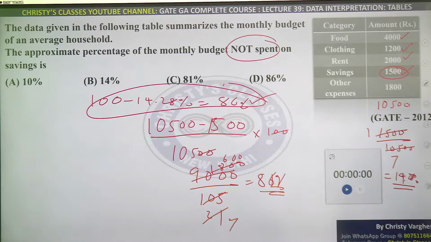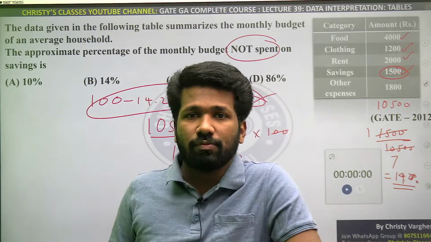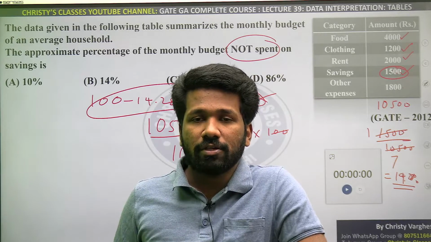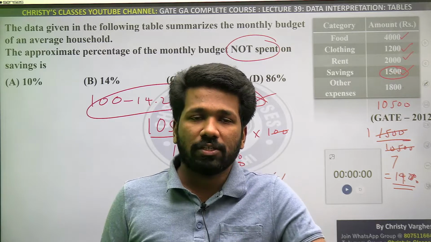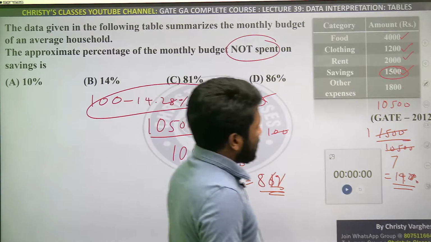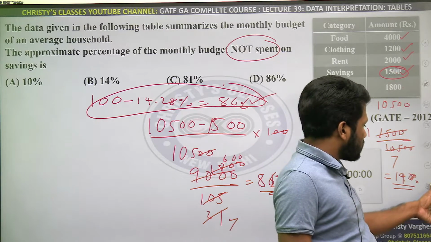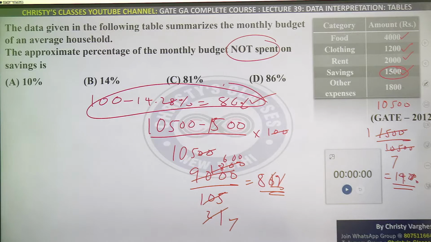14.28% कहाँ से आया? 1 by 7 fraction से. 1 by 7 कहाँ से आया? Savings number is 1500, total is 10,500. 1500 by 10,500 is 1 by 7. 1 by 7 fraction is 14.28%. 14.28 percentage savings में spend किया, तो बाकी 86% approximately not savings में spend किया. That is spend on other things.